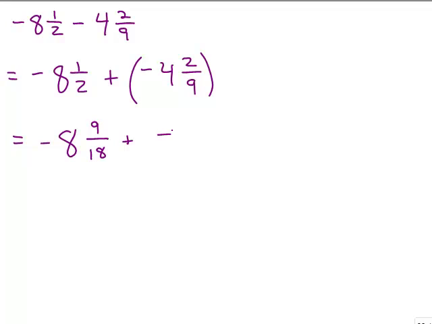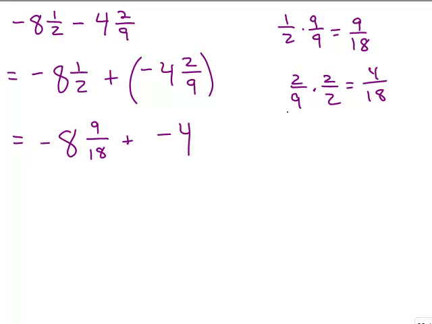Okay. I have to do the same thing with 2/9. If it helps you to see what I'm doing here, I'm doing 1/2 by 9 over 9. That's how I got the 9/18. And then the 2/9, I'm going to multiply by 2 over 2 to get a denominator of 18. So that's where this 4/18 comes from. So now I'm adding two negative numbers.